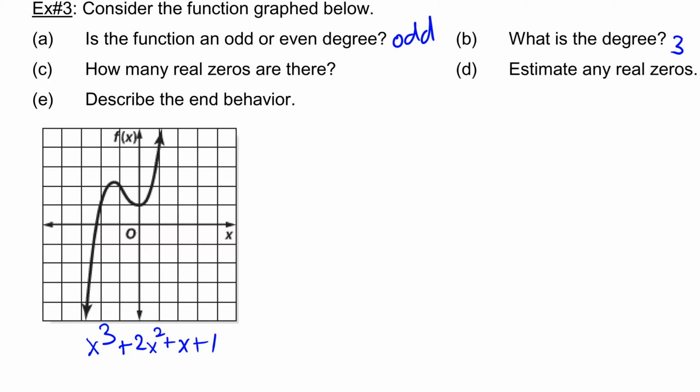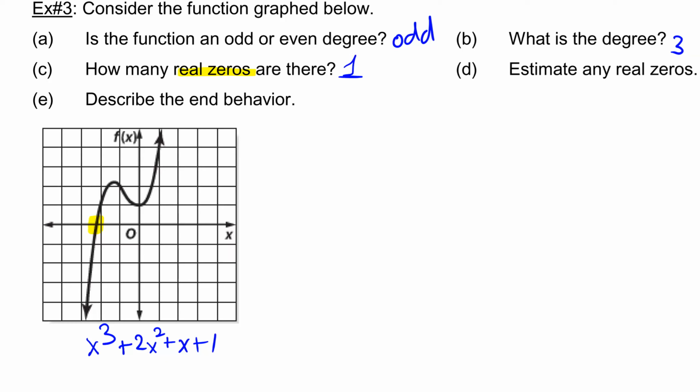3. Who answered that first? Let's see. Elizabeth, how do you know? Yeah, it's in standard form, right? Biggest exponent to smallest, and the degree is just the biggest exponent. Wonderful. Okay, how many real zeros are there? Real zeros mean not imaginary. Okay, so real zeros mean x-intercepts. We're looking where we cross. There's one. There's only one, and I'm highlighting it right there. There's only one of them.